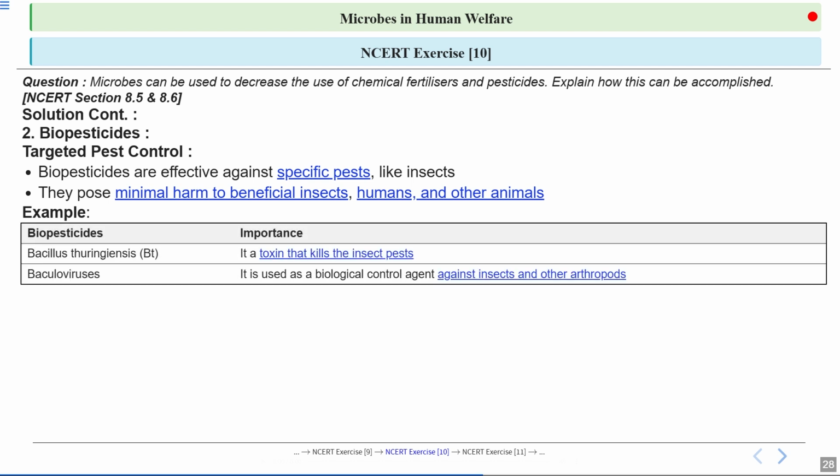Examples: Bacillus thuringiensis bacteria. This bacteria produces Bt toxin. When this Bt toxin enters the insect's gut, it gets activated due to the alkaline pH of the gut, and then it creates holes in the insect's gut and the insect dies. So the first one is Bacillus thuringiensis. Its importance is that it is a toxin that kills the insect pest. And second is baculoviruses. They are used as a biological control agent against insects and other arthropods as well.